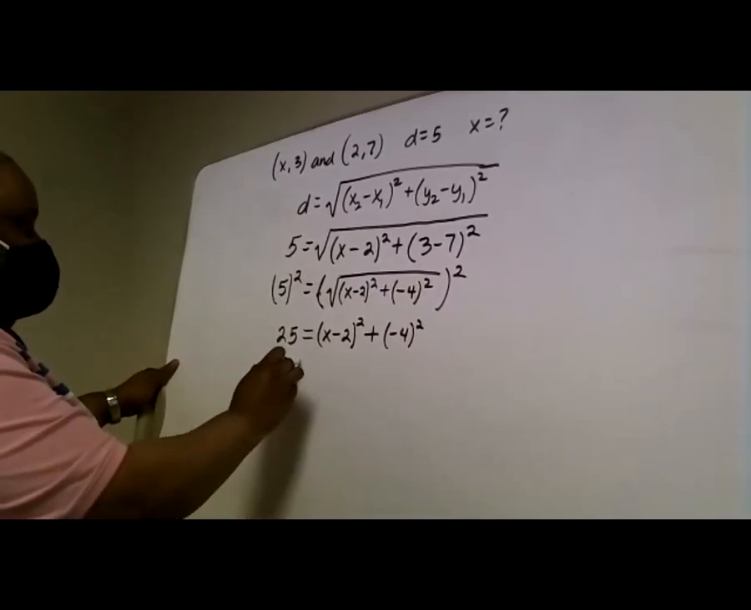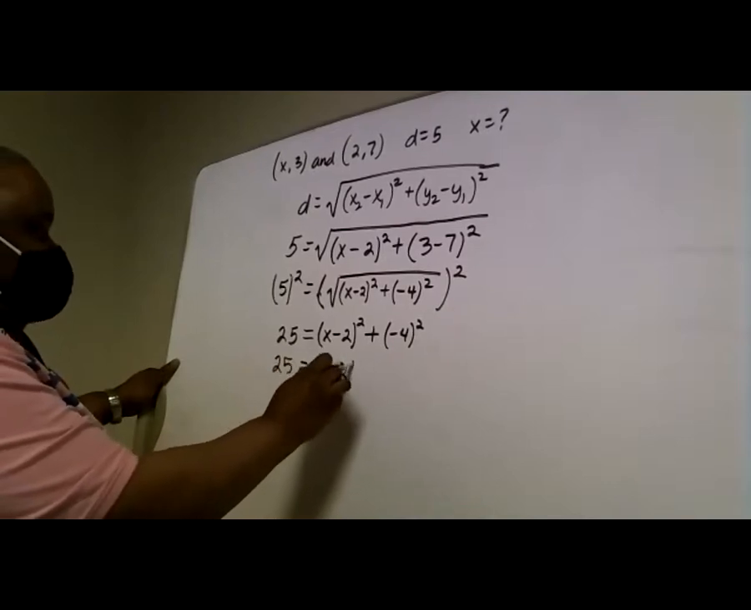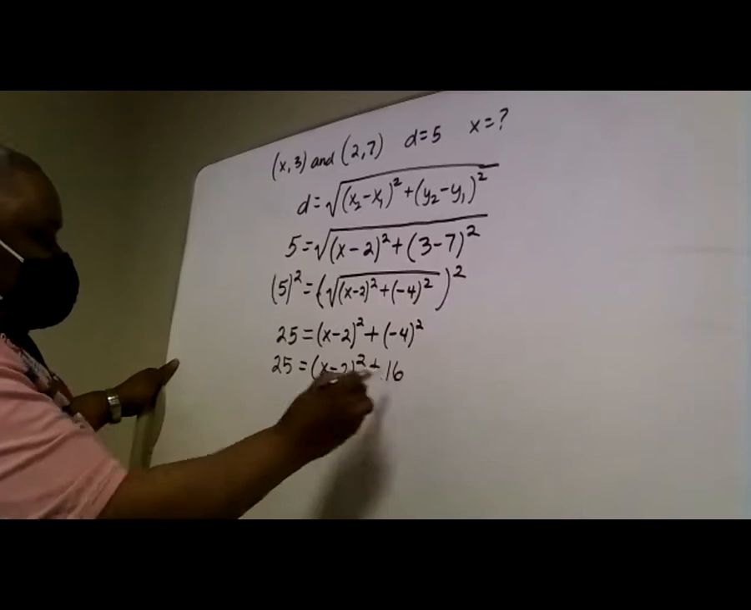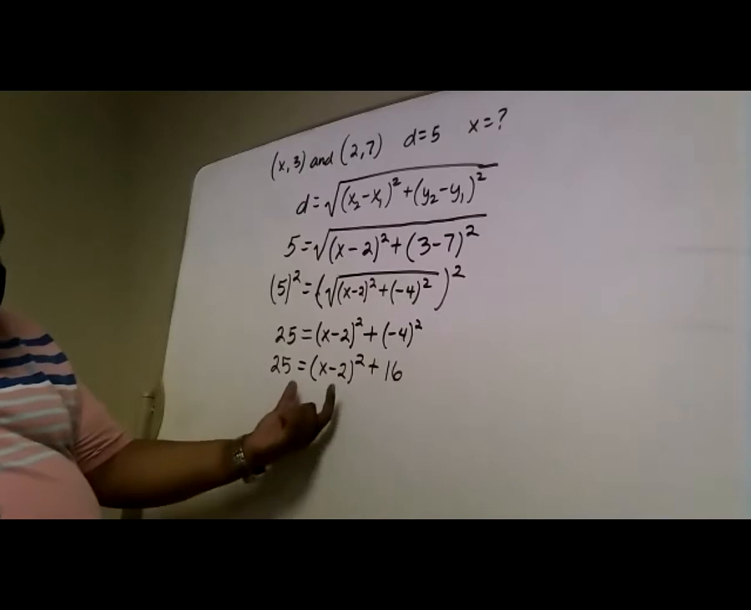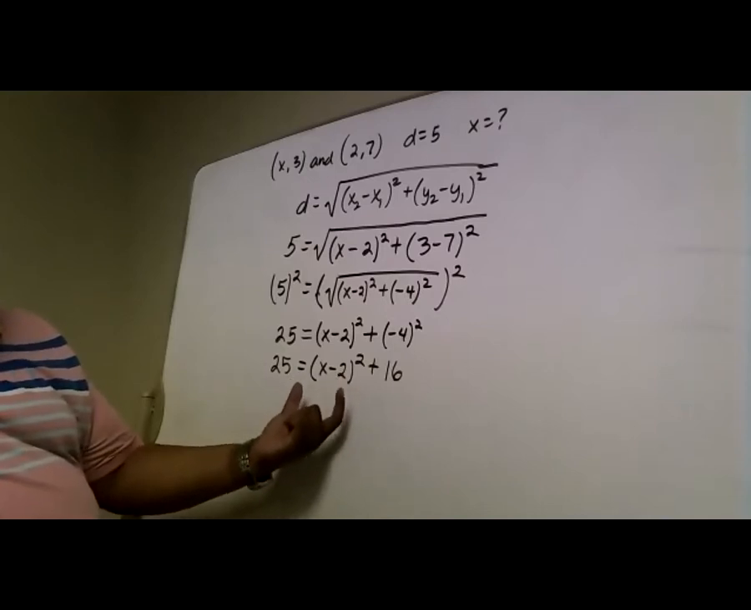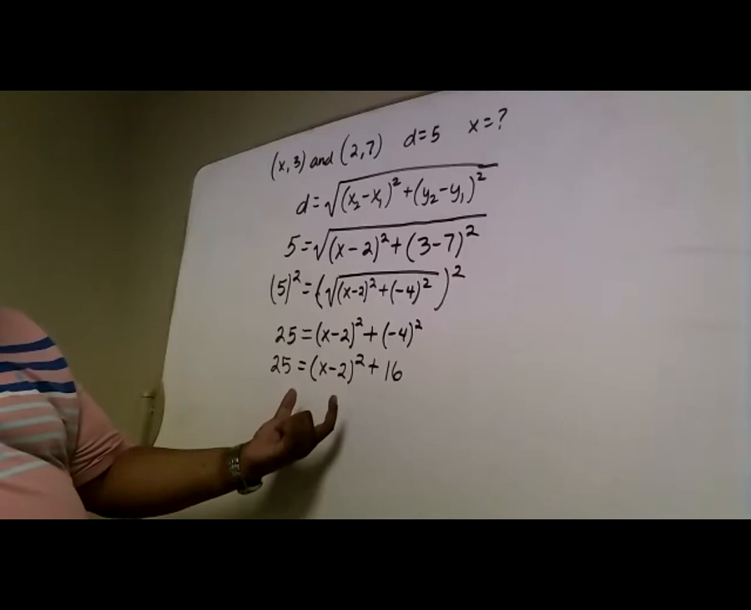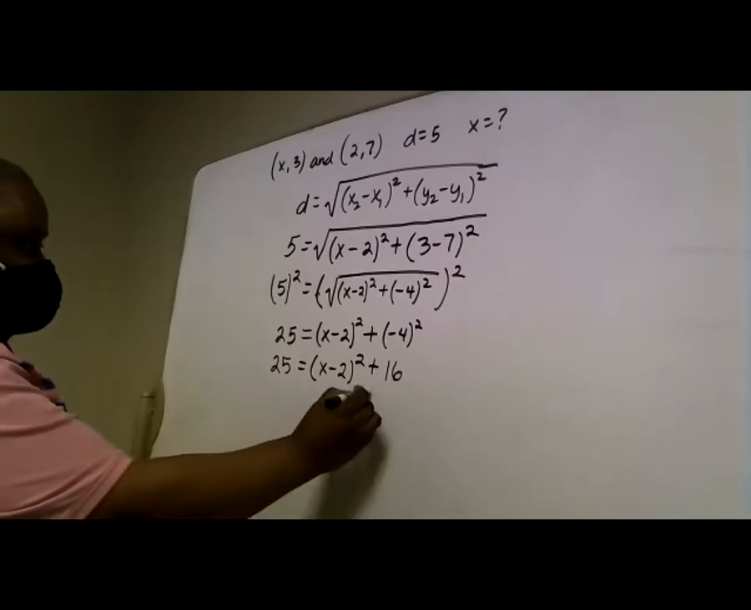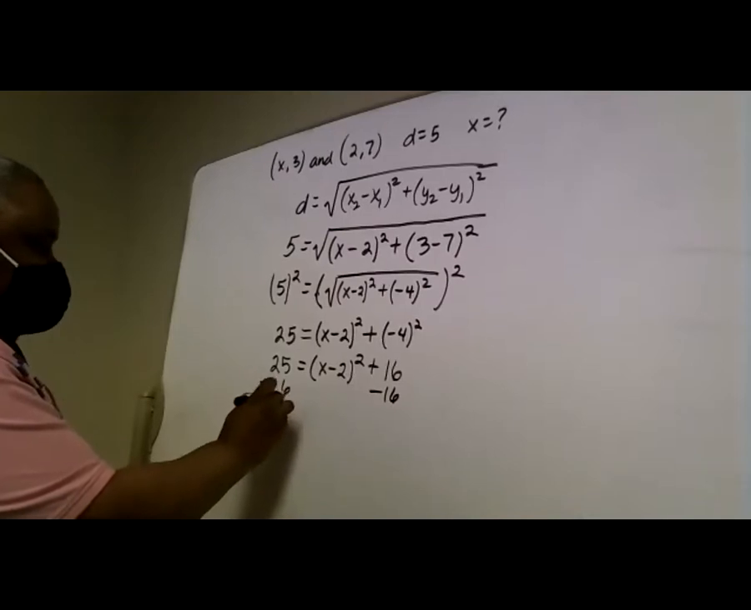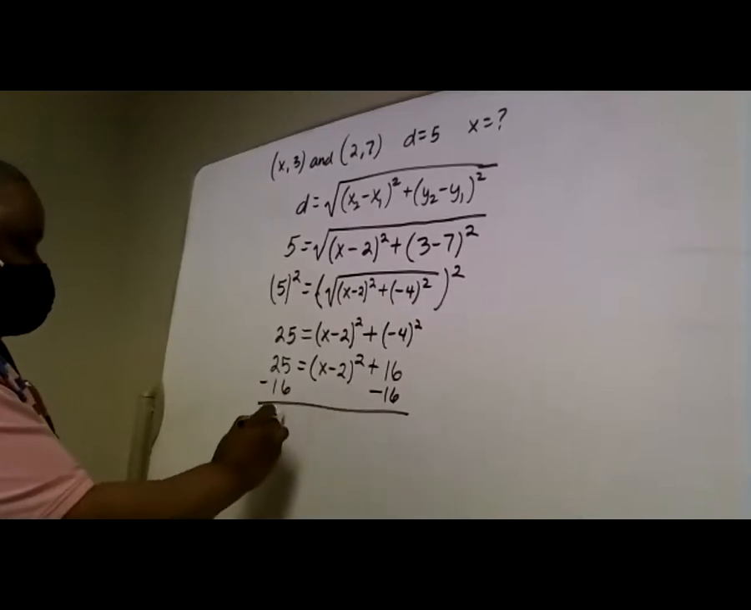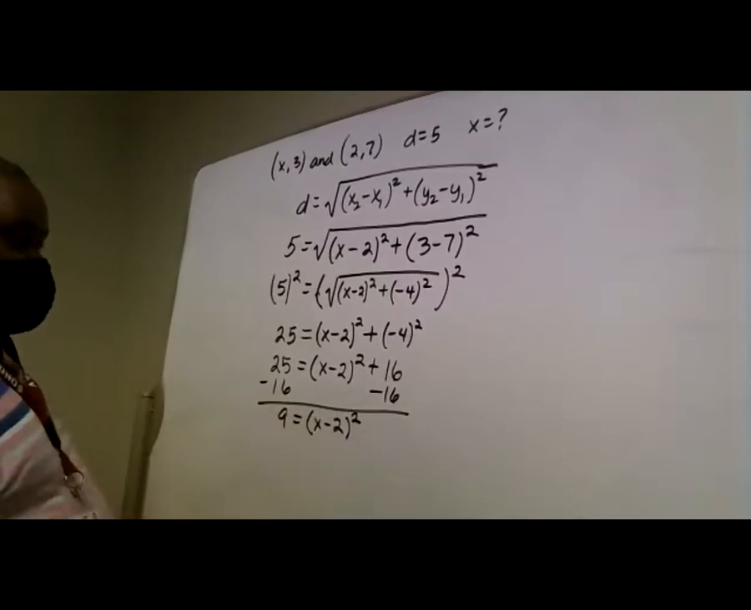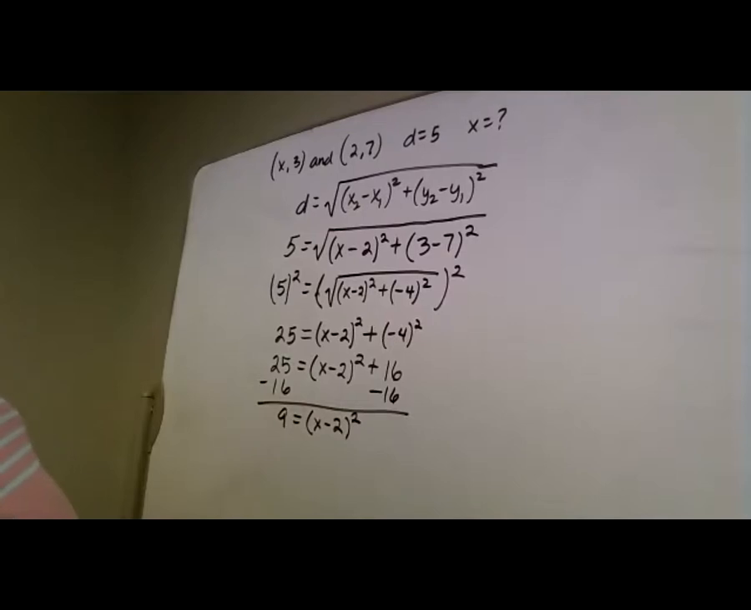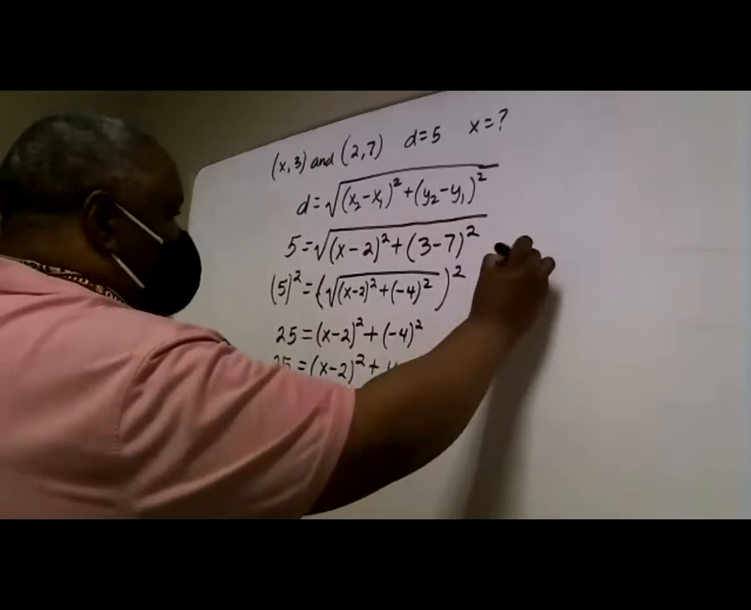Okay. Now I can simplify that -4 squared. That's -4 times -4, that would be 16. And now I'm going to get this x minus 2 quantity squared by itself. I'm adding 16, so I need to subtract 16. So 25 minus 16, that's going to be 9. That's equal to x minus 2 quantity squared.